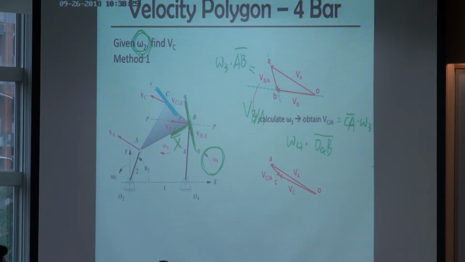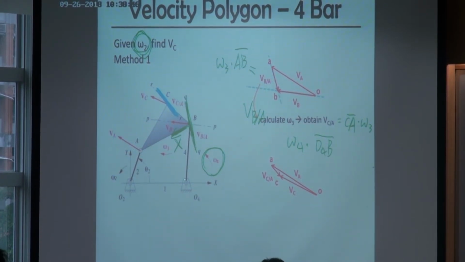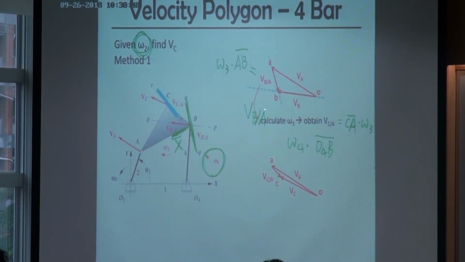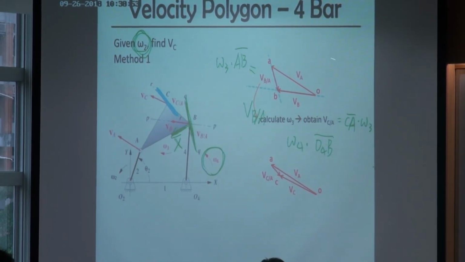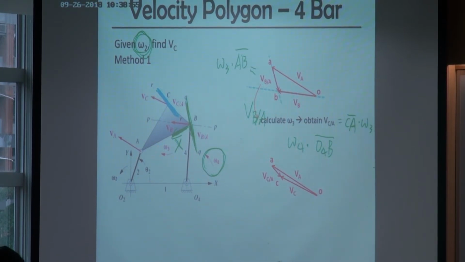Any questions? So here, just a quick review. Initially, we tried to find VC directly, but we found it's impossible. So instead, we find VB first, because B is on the link connecting to the ground. So it's possible to get the direction of VB. So that's why we obtain VB first instead of VC.